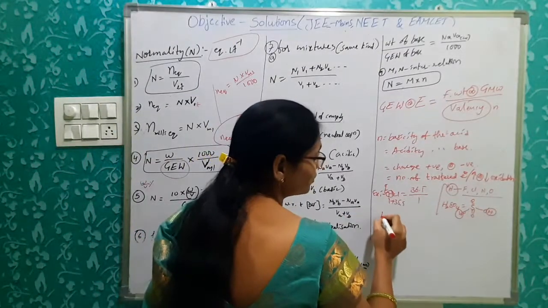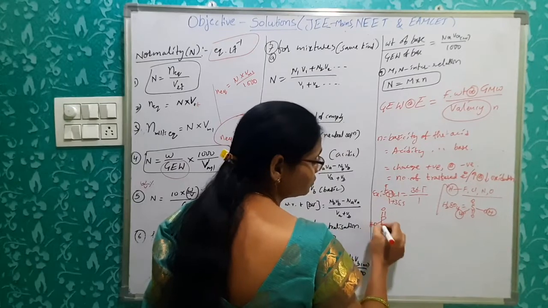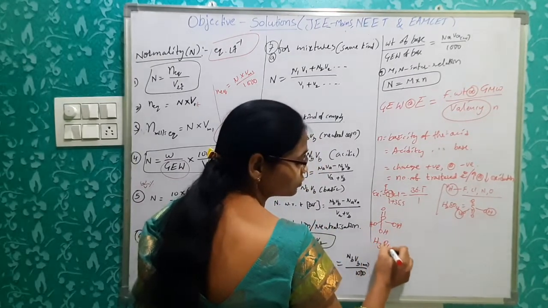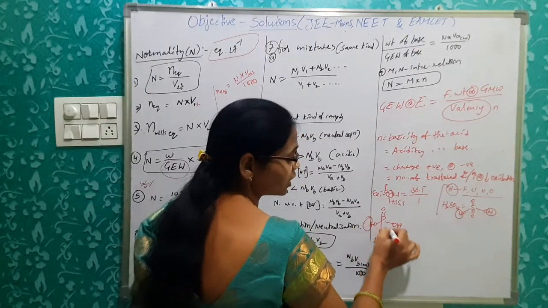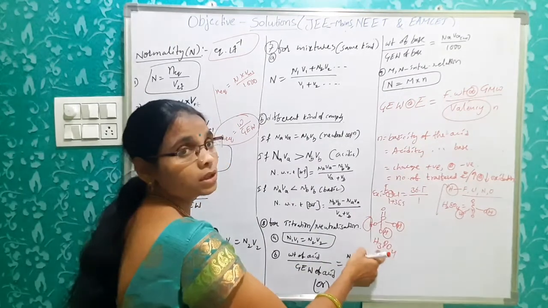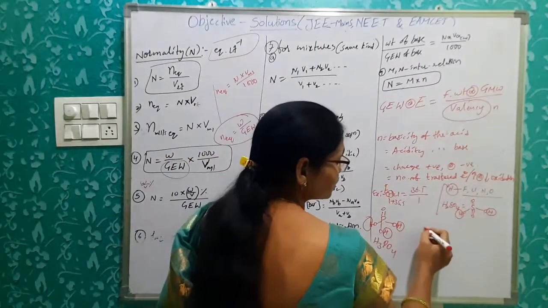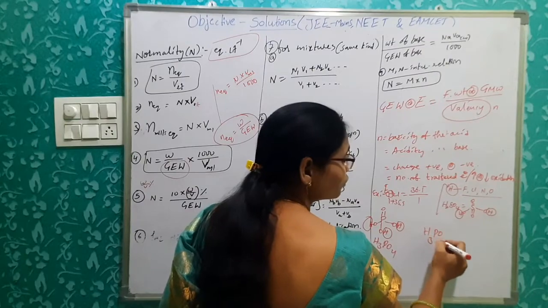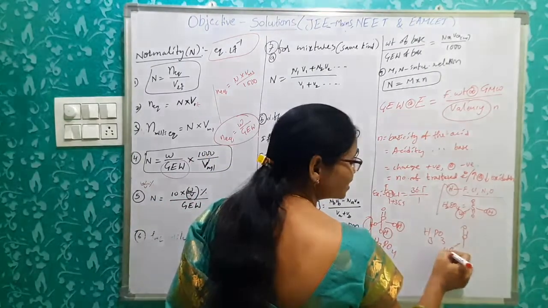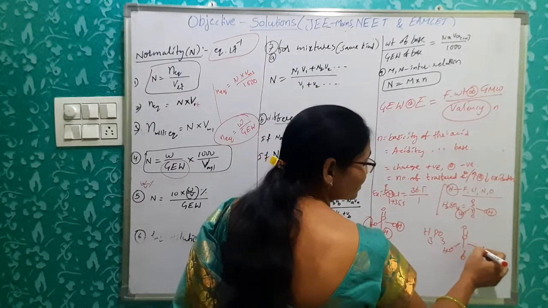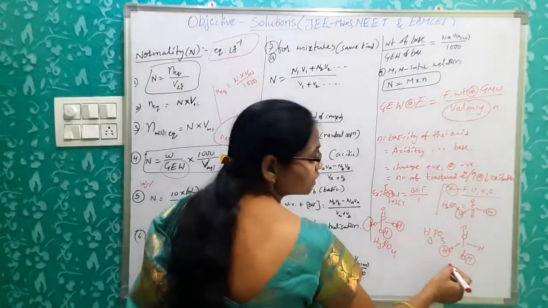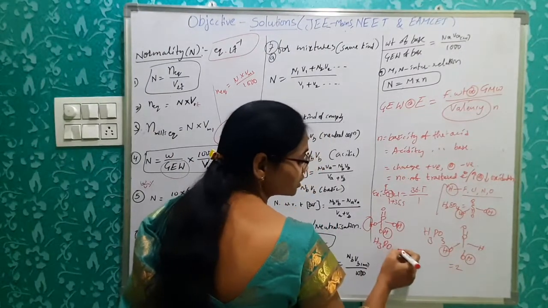Suppose you take phosphoric acid, H3PO4. Here the number of replaceable hydrogen atoms is 3, so 3 is the basicity of that acid. Suppose phosphorus acid, H3PO3. What is the structure? OH, OH, H. The number of replaceable hydrogen atoms is only 2, so here basicity is taken as 2.